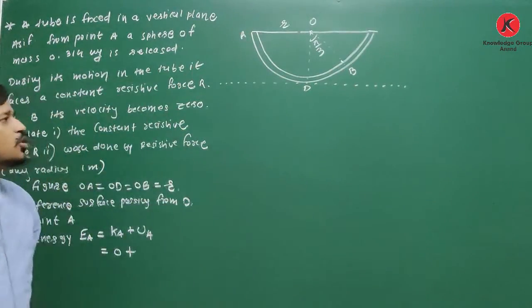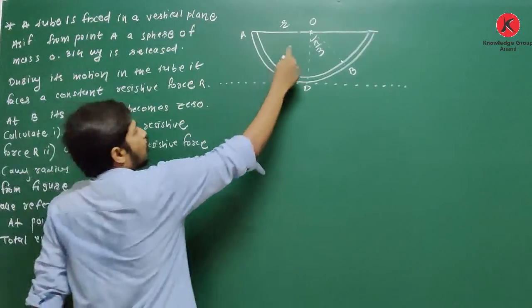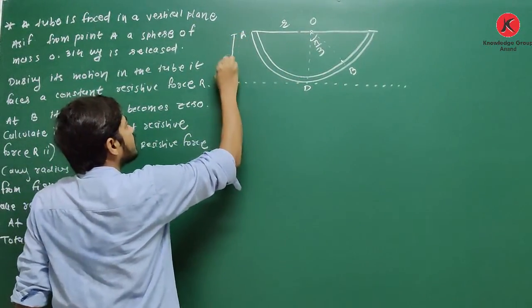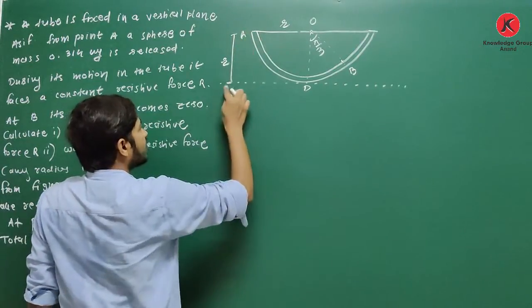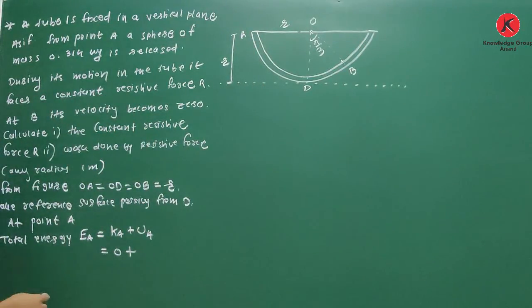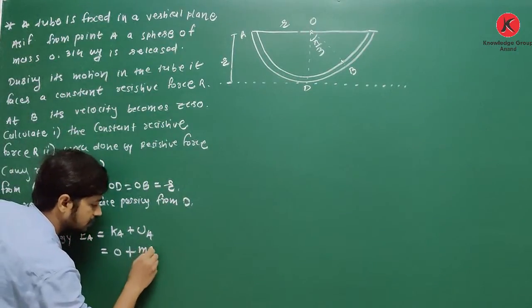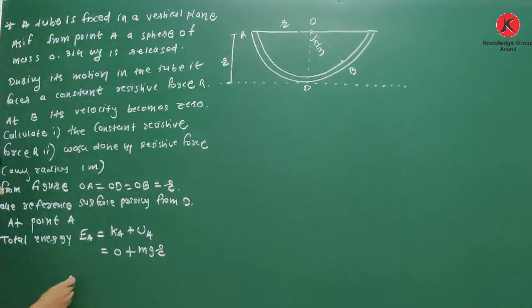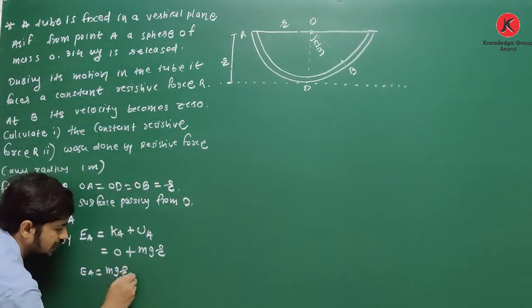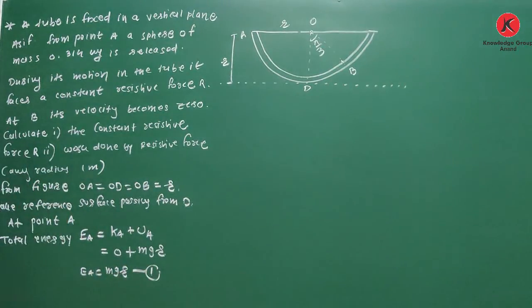Potential energy at point A. See here, OD is R, it is nothing but radius. So this point A is at height R from this reference surface. So yes, its potential energy is mgR. So this first equation, that is EA is equal to mgR. Equation number 1. Clear about this?